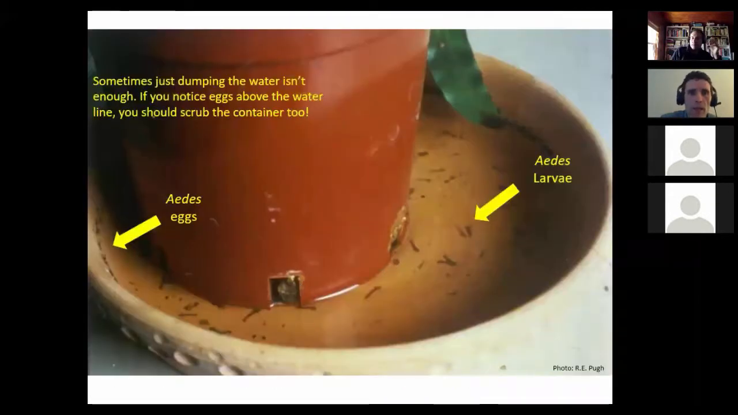And one more point is that sometimes just dumping out the water isn't enough. In this picture, I don't know if you can see the larvae swimming around here, but there are also eggs along the edge here. These can be resting eggs, so they can just be hanging out there waiting for the next flood event, and then they can hatch. So sometimes you need to scrub out those eggs and make sure you don't have those hanging around too.